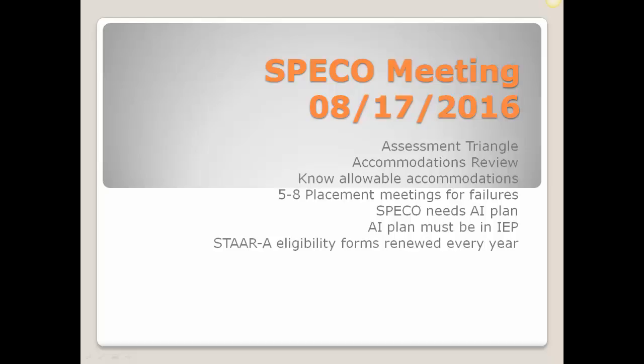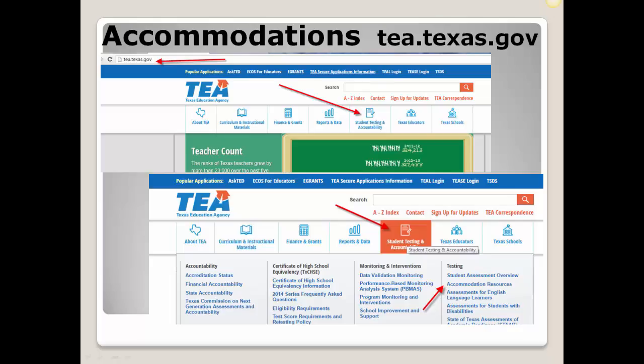These are a few of the topics that I'm going to cover today: the assessment triangle, accommodations review, knowing the allowable accommodations, the 5th and 8th grade placement meetings for failures on state assessments, also the fact that SPED needs an accelerated instruction plan for each student who failed a state assessment, and an accelerated instruction plan also has to be in the IEP, and then also the STAAR A eligibility forms that have to be renewed every year.